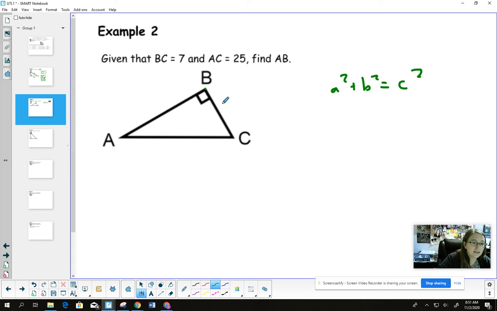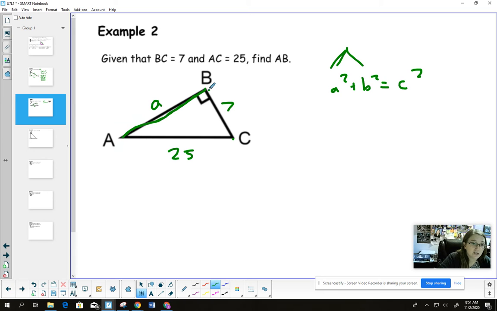Okay, so BC is 7. AC is 25. We're trying to find AB. So does AB touch the right angle? Yes, it does. That means I can choose to call it either a or b. It doesn't matter which. Again, it'll end up working out. I'm going to go ahead and call it a. You would call it b. You're going to get the exact same answer.